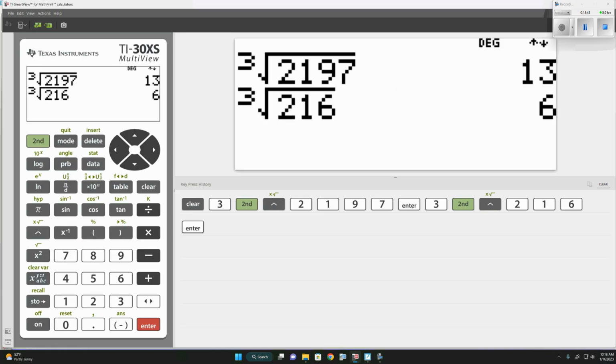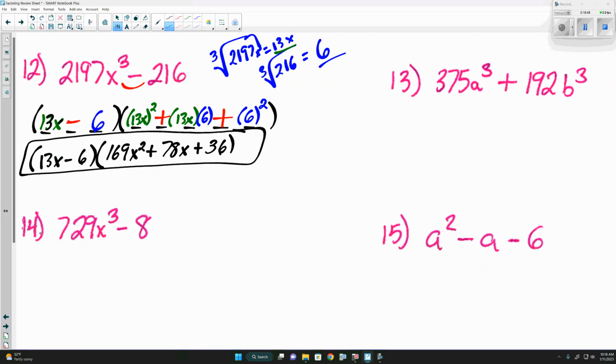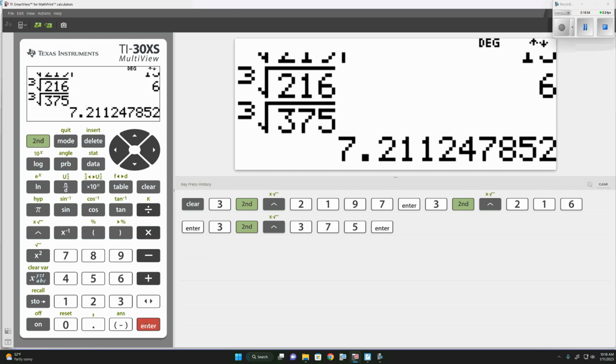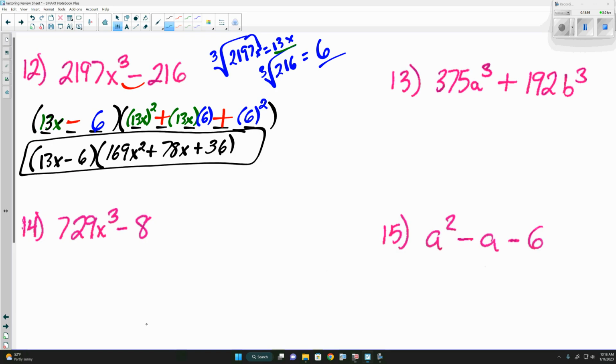Now, we can grab the calculator and do the cubed root. I think it said 375. 375 is not a perfect cube. Is there a number that will go into 375 and 192? Will 2 go into both of those? So the next number after that is 3. Will 3 go into both of those? So to figure out 3, we add the numbers together. 3 plus 7 is 10, plus 5 is 15.